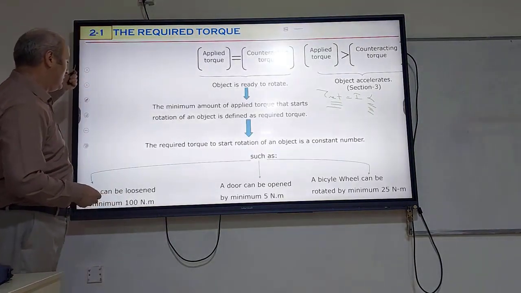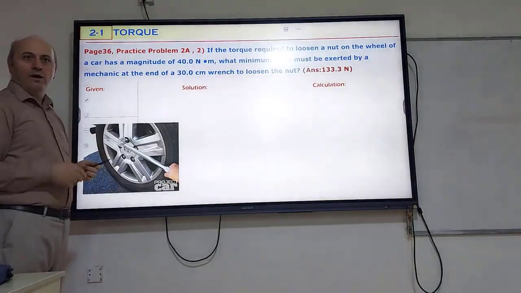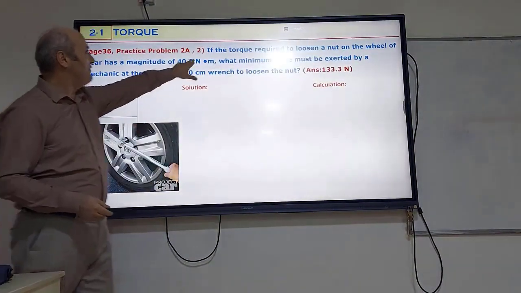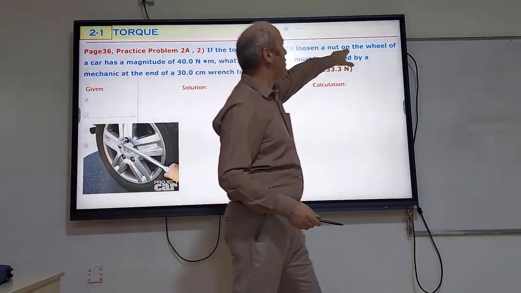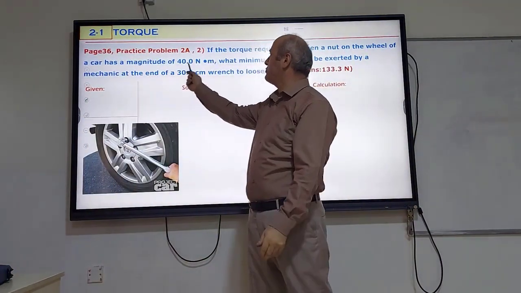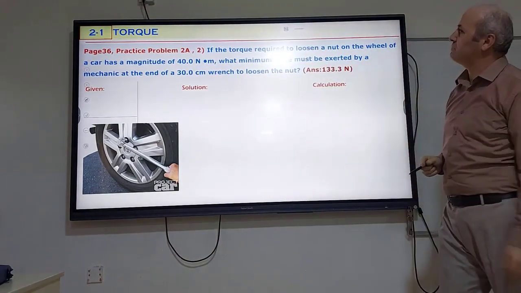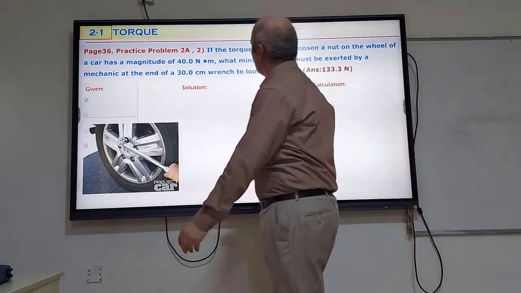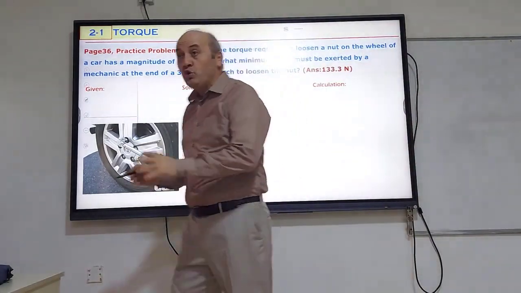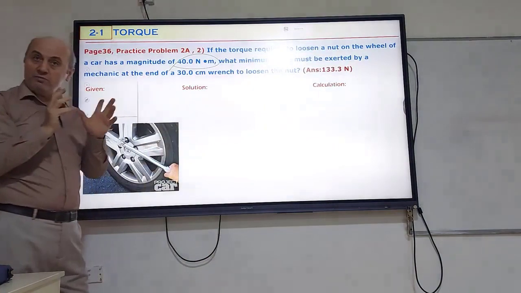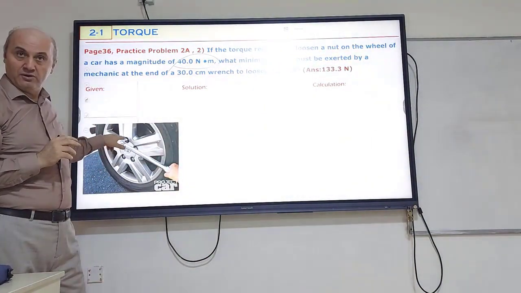So, about this, there are a few problems. One of them is this one. If the torque required to loosen a nut on the wheel of a car has a magnitude 40 Nm, what minimum force must be exerted by the mechanic at the end of a 30 cm wrench? You should produce the 40 Nm torque to start the rotation of this nut.